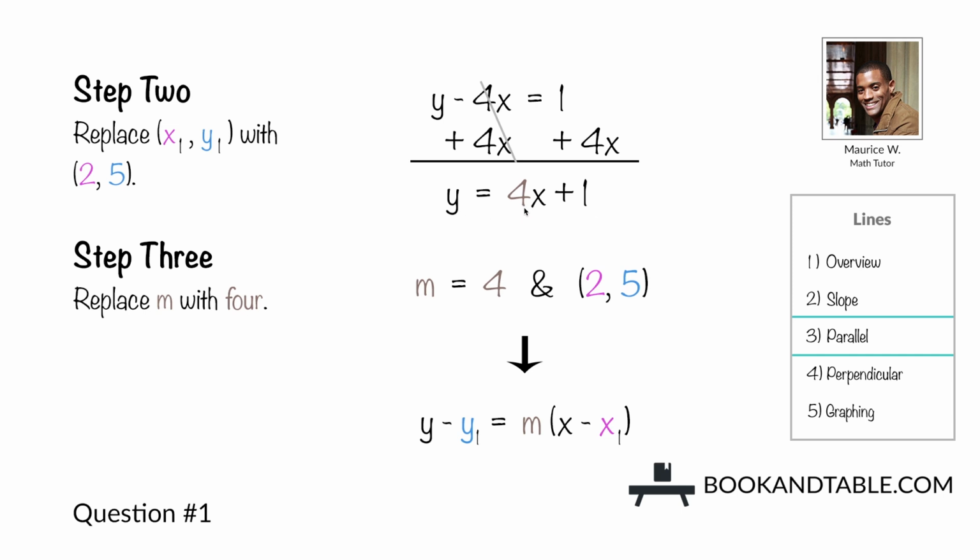This is significant because the line we are looking for is parallel to this line. So the coefficient of our x is our slope, 4. So 4 will be the slope of the line that we're looking for as well. And we know the point (2, 5) exists on that line. So we use the point-slope form with this information to find the equation that we're looking for. So step 2, replace x1 with 2 and y1 with 5. Step 3, replace m with 4.